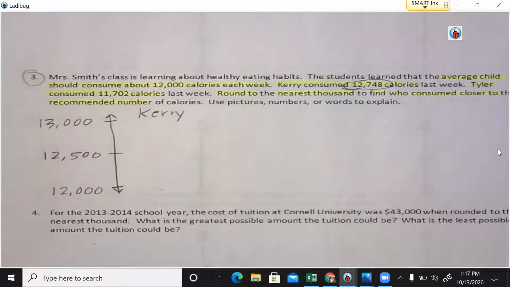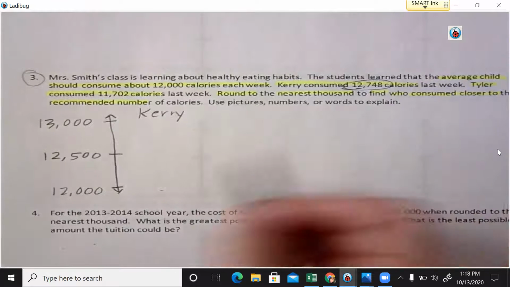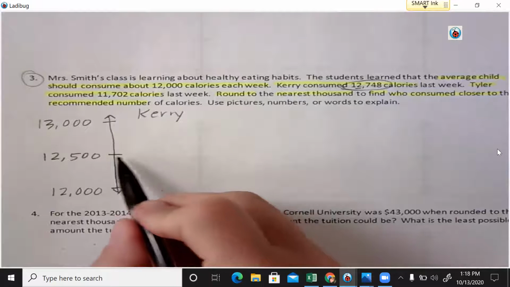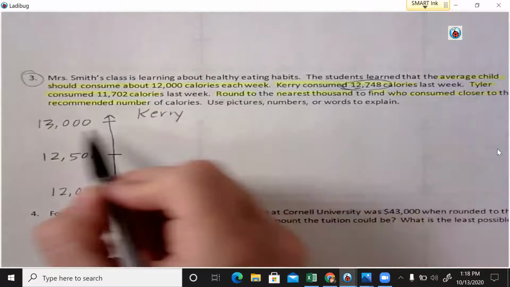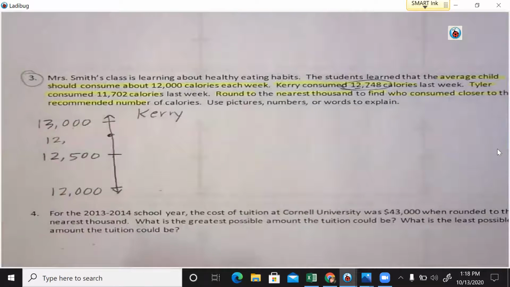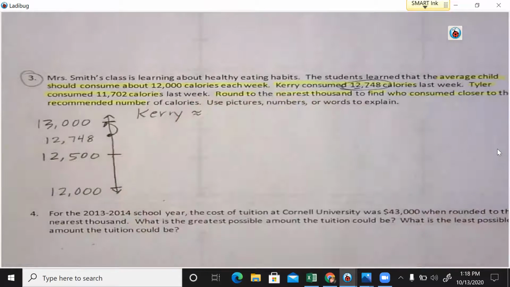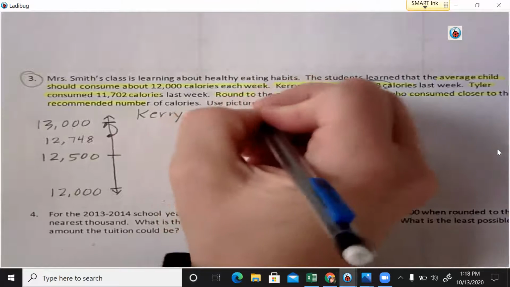Very good. Who knows what I do next? What's my next step? Now I need to figure out where 12,748 goes on my number line. So I know it's bigger than 12,000. It's bigger than 12,500 because I have 700s here. But it's smaller than 13,000. So I'm going to estimate about 12,600, about 12,700 would be right about here. So I'm going to write 12,748 calories. Who can tell me what I would round Carrie's calories to? Do I round up to 13,000 or down to 12,000? Up to 13,000. Yep, it's closer. So Carrie, we're going to put those two wavy equal signs. She's closer to 13,000 calories.